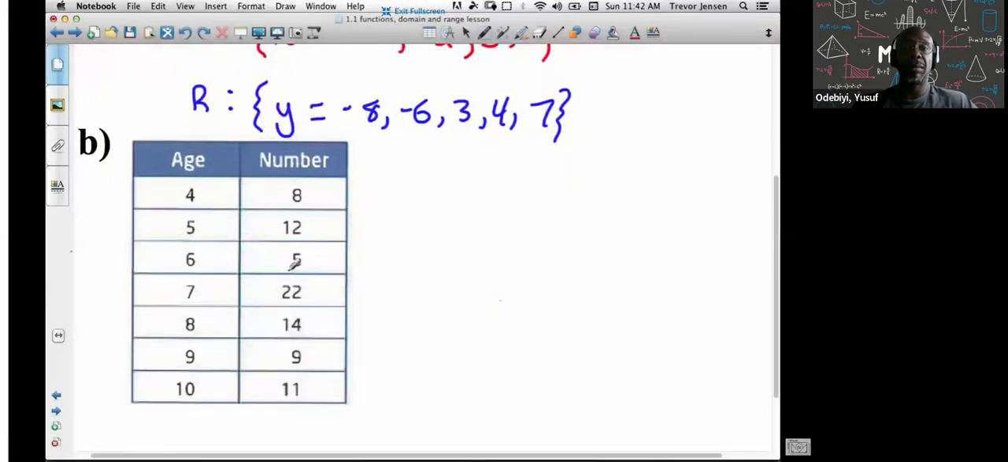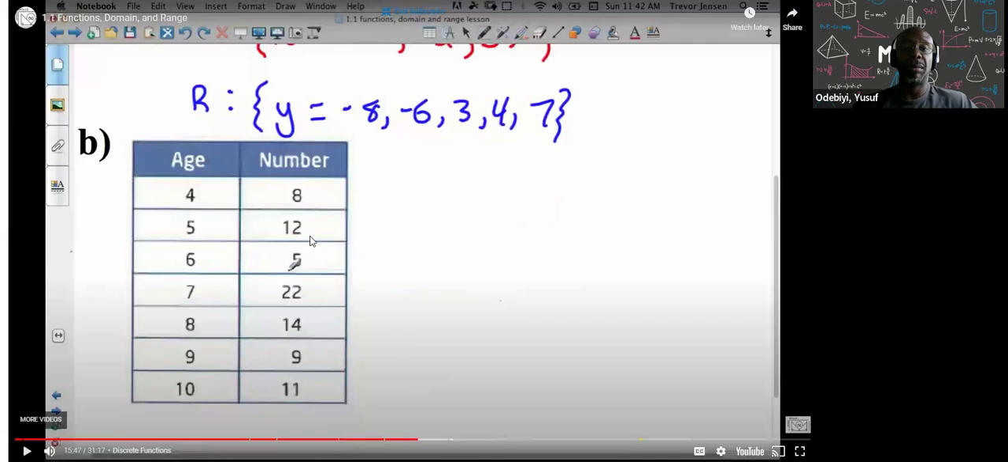Part B, you'll do it a similar way. Part B is the same thing. The way you would write out the domain and range. Looking at this, first of all, you have to determine what is the x, which is y. Age and the number. In this case, age is the independent variable, and if it's independent, that means it's x. Number means the number of students who are that old. So number of students that old, and age.